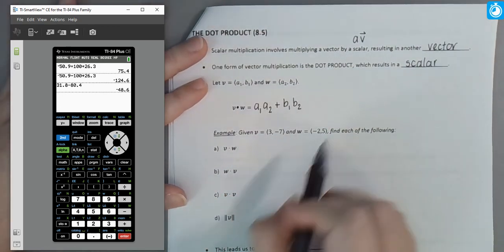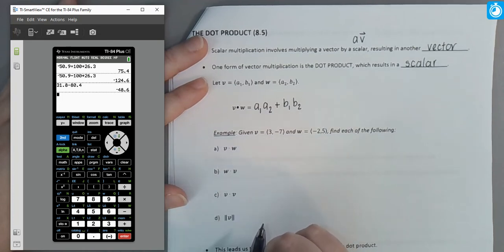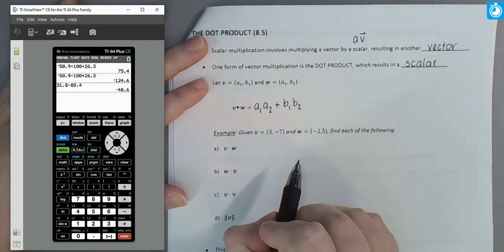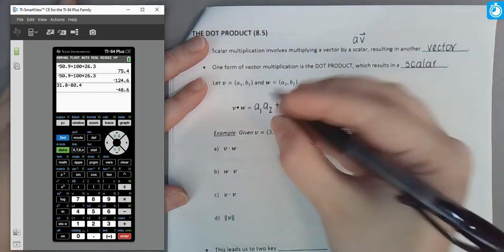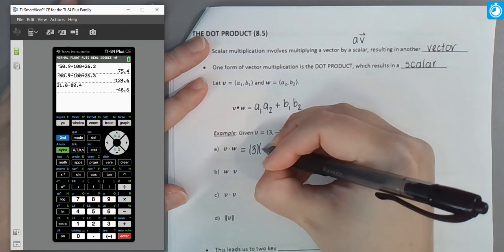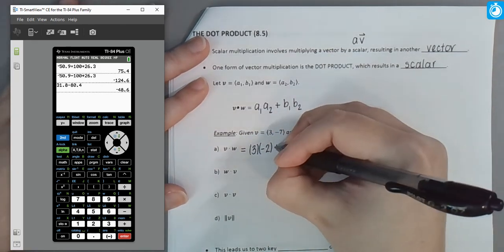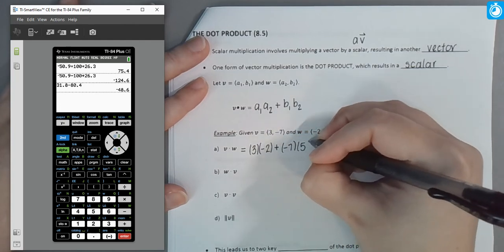So given two vectors, let's find a few different things. So v dot w, the dot product of v and w, that's going to be multiply these two components, multiply these components, and add them in that order. So a1 times a2, that's going to be 3 times negative 2 plus negative 7 times 5.